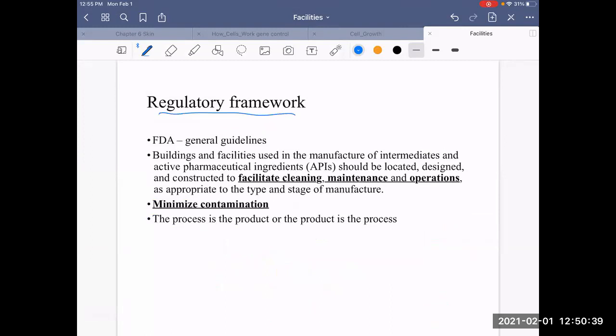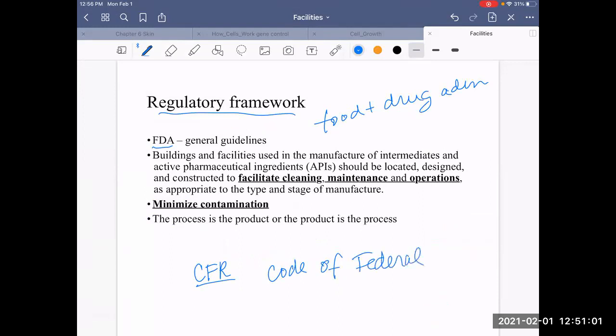Okay, so the regulatory framework is important. The FDA is the Food and Drug Administration, right? And they're going to provide the general guidelines. And there's a document that's called the CFR, the Code of Federal Regulations. It used to be a big book, now it's on the internet. Everything is in this document.